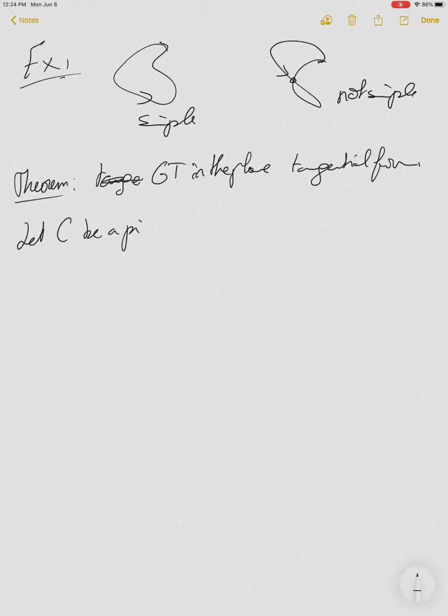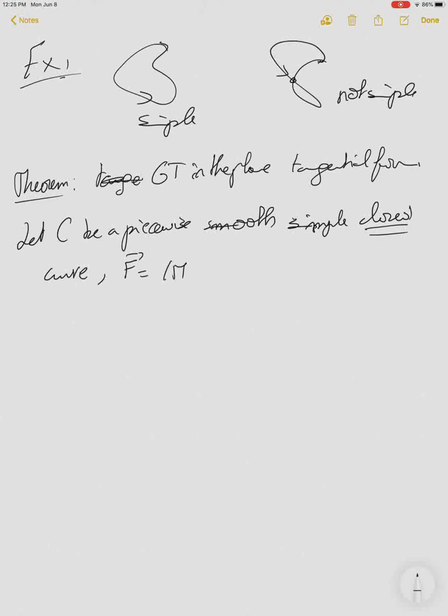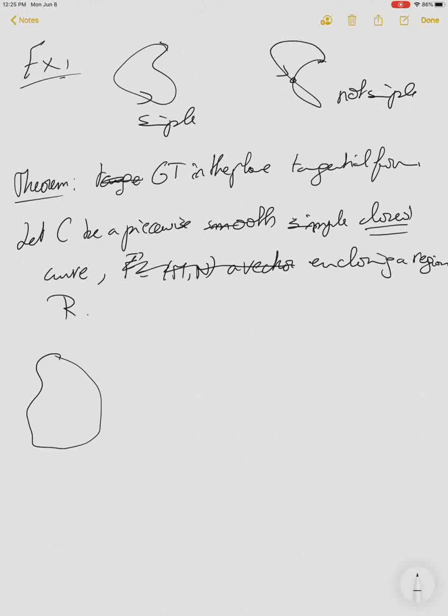Let C be a piecewise smooth, simple, closed curve, right? Yeah, all this we're doing for closed curves, enclosing a region R. So I have a closed curve here, this is C and this is R.